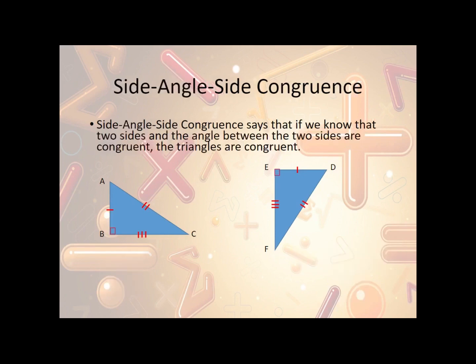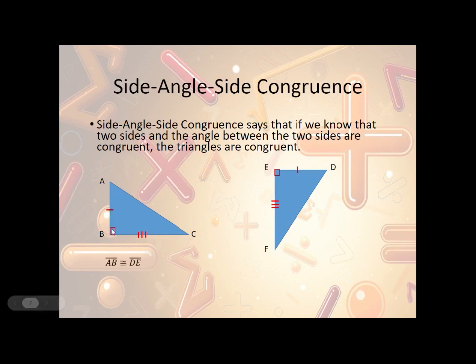Now let's take a look at side angle side congruence. So side angle side congruence says that if we know that two sides and the angle between them are congruent, then the triangles are congruent. Now notice here, I have a side, an angle, and a side. The order matters. If I had a side, and I knew this angle, then this theorem would not work. The only way it works is if we have the two sides and the angle that goes between them.